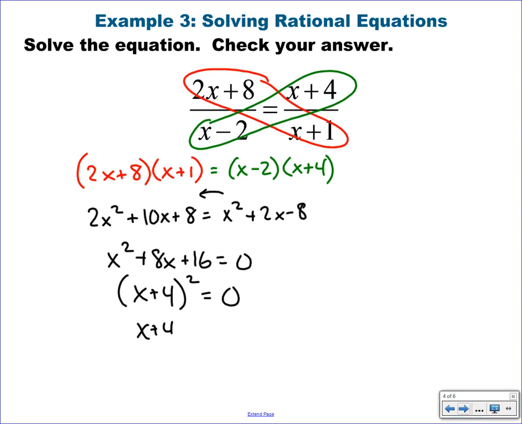So x plus 4 equals 0. If I square root both sides, x equals -4. Does -4 make either one of the denominators 0? It does not.